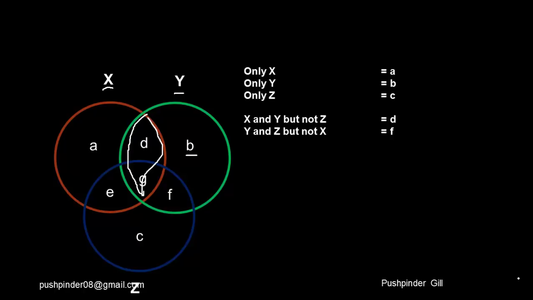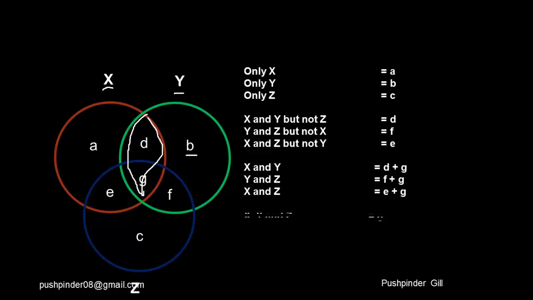And X and Y is equal to D plus G, X and Z would be E plus G, Y and Z is F plus G, right? So all three is equal to G. So this is pretty simple stuff.